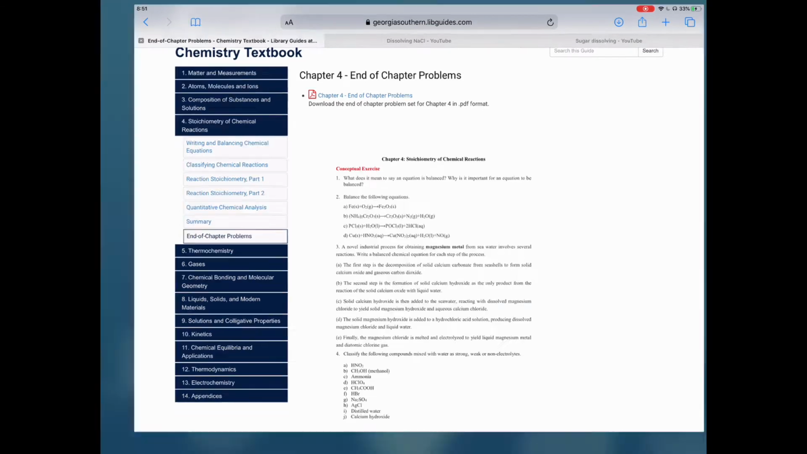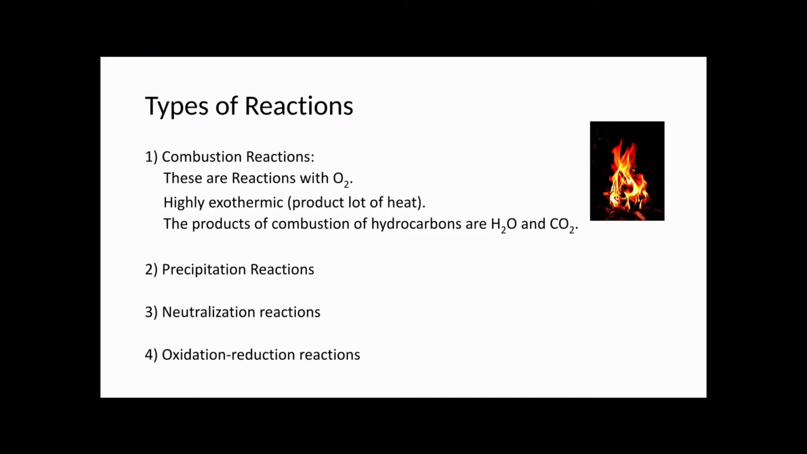In this lecture, we are going to look at some more stoichiometry, but we're also going to talk about specific types of reactions and then do stoichiometry for those reactions. We already said what combustion reactions are. Basically, combustion means anything burning. It produces a lot of heat. What are these reactions? These are reactions with oxygen in the atmosphere.